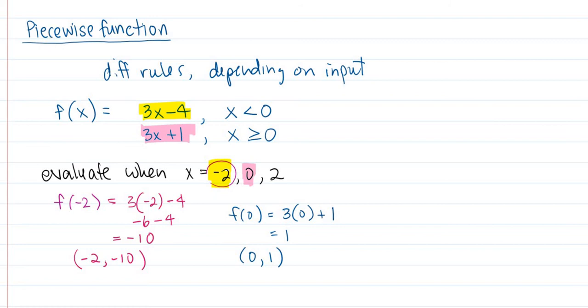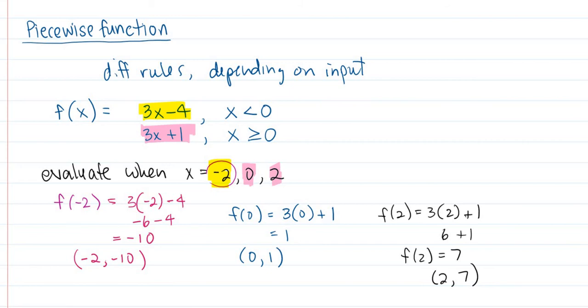And then the last part, when x is equal to 2, well, 2 is also greater than or equal to 0, so that's still going to be our pink rule. And when we plug that in, f of 2 equals 3 times 2 plus 1, so we get 6 plus 1, which means we get f of 2 equals 7, and our coordinate pair would be 2, 7.